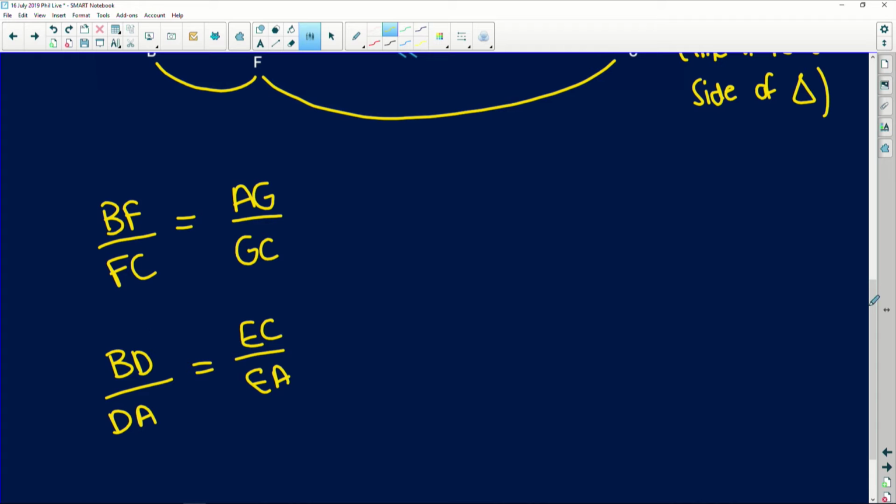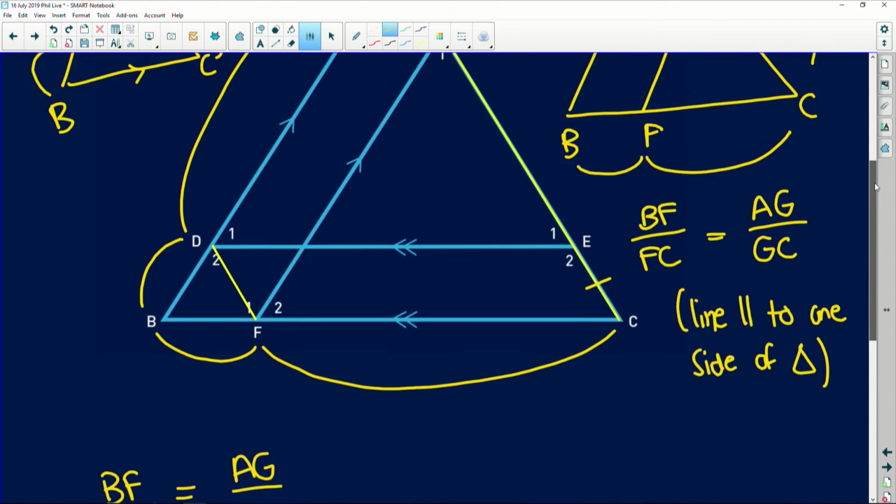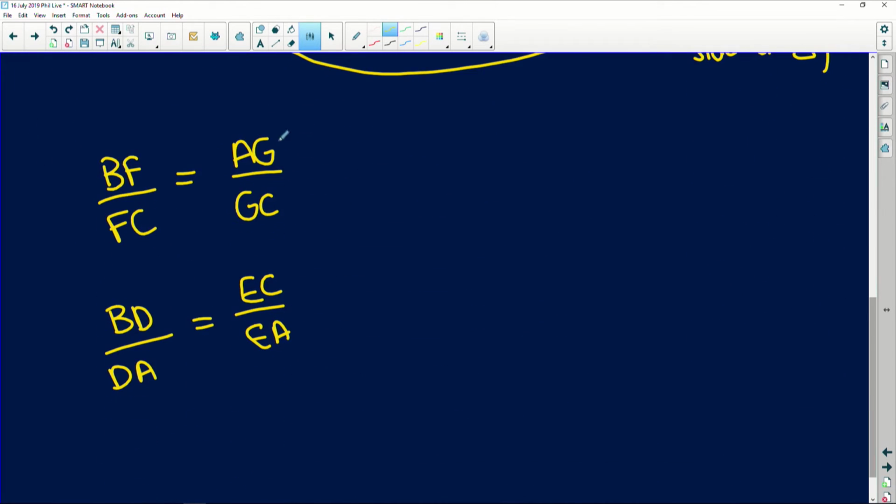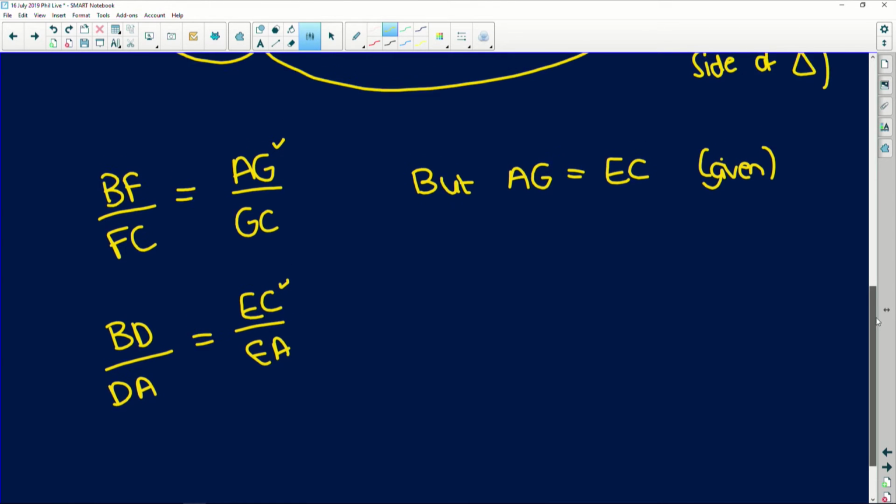How do we do that? Let's look at what we were given. Remember, we were given that AG is equal to EC. So here we have AG and here we have EC. But AG is equal to EC, given. Also, GC and EA, how do we find that those two are equal?